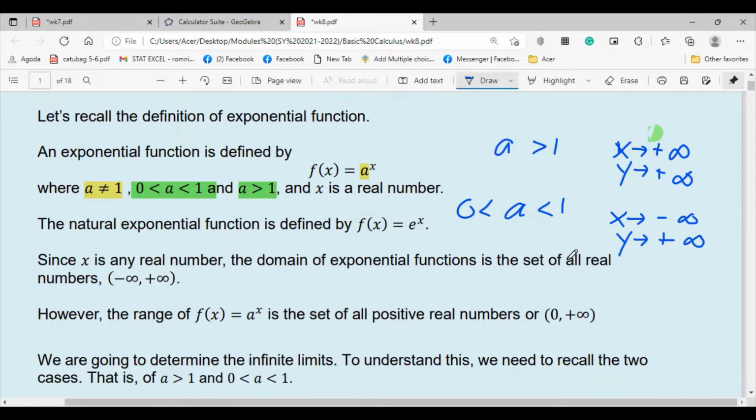When it comes to limit at infinity and infinite limit, bakit hindi ko binigay yung pababa ng dito sa a greater than 1? Bakit hindi ko binigay ang x approaching negative infinity? Kasi may rule yun. Hindi siya infinitely decreasing naman ng y. So ito lang ibibigay ko sa inyo as of the moment.